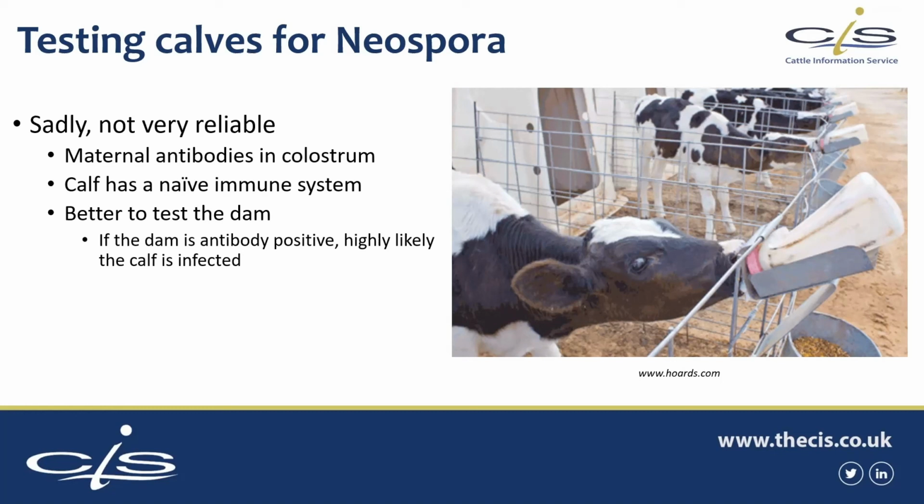And there's a few reasons for that. So there's the maternal antibodies in the colostrum. So we might be just measuring the cow's immune response rather than the calf's particular. The calf itself has a naive immune system, so it won't really have got round to upregulating its own immune processes to be able to identify and actually fight Neospora off or keep it under control. So it is much, much more reliable to test the dam. And the rule is that if the dam is antibody positive, then your calf is extremely highly likely to be infected and should be managed as such as well.